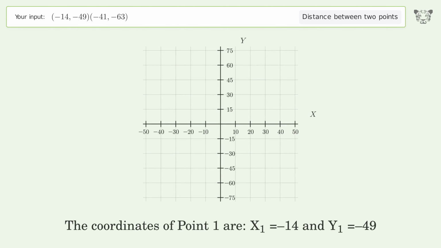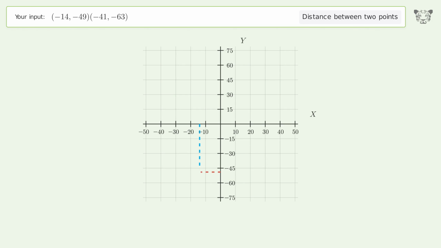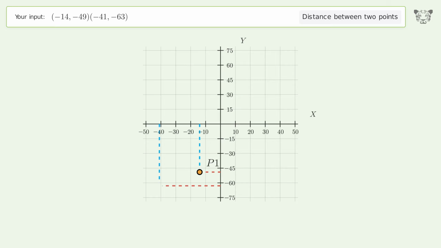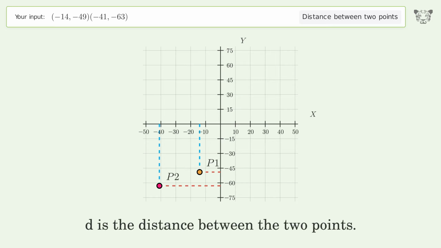The coordinates of point 1 are x1 equals -14 and y1 equals -49. The coordinates of point 2 are x2 equals -41 and y2 equals -63. D is the distance between the 2 points.